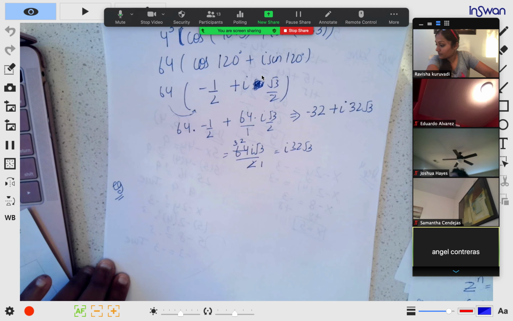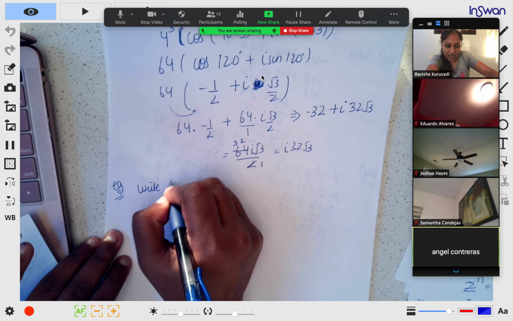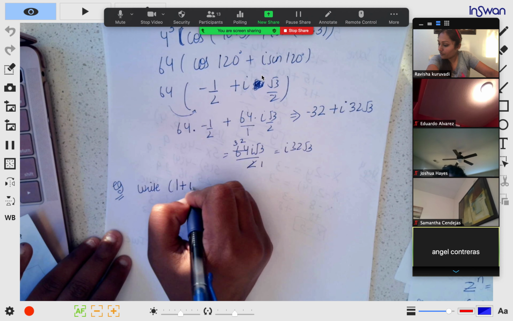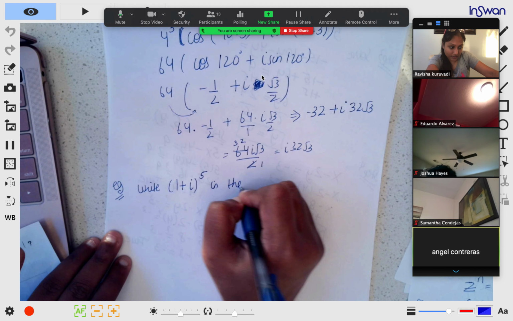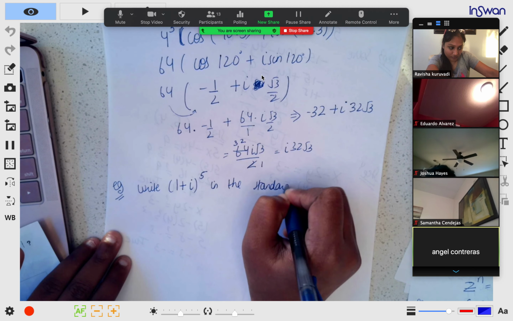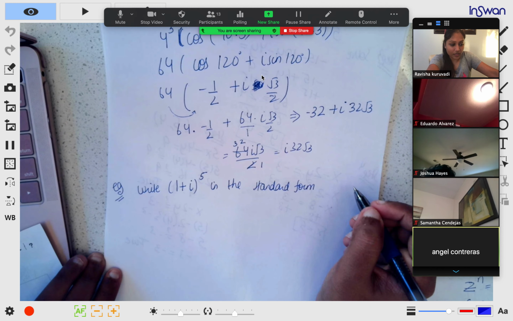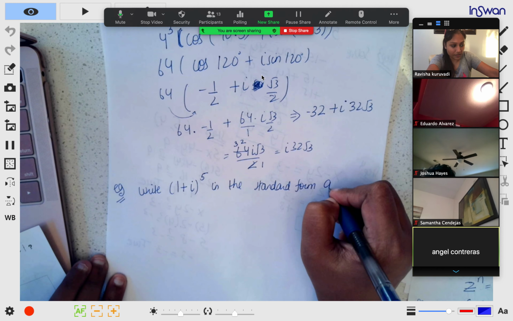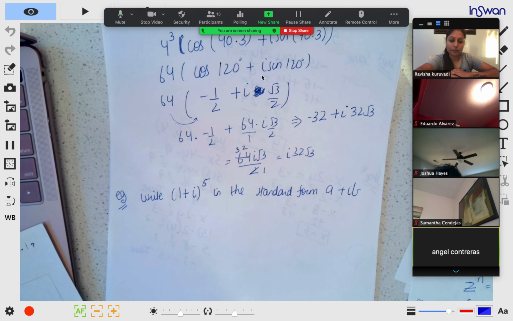It says, write (1 plus i) to the power of 5 in the standard form. 1 plus i in the standard form, a plus ib. You have to convert this into standard form.